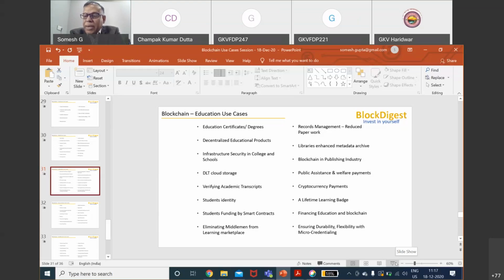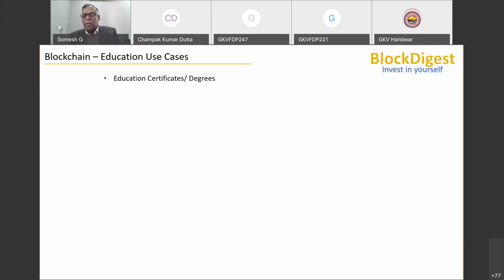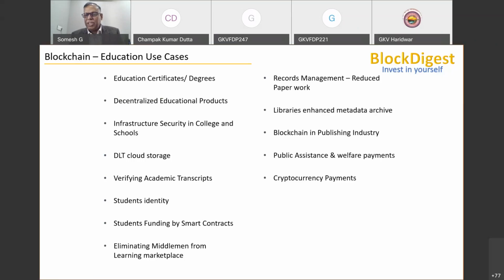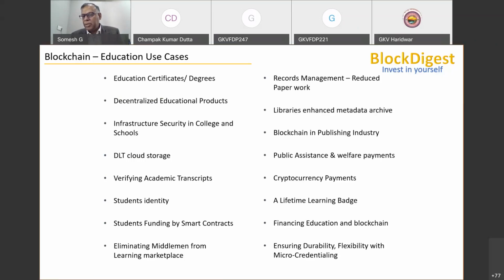I had personally met the chairman of AICTE to put this proposal there. Yes, so there are a number of use cases in education. Because blockchain is a horizontal technology, it can be used everywhere. The only limitation of applying blockchain in any space whatsoever is, one, you understand those limitations and the properties of blockchain, and second, your imagination.